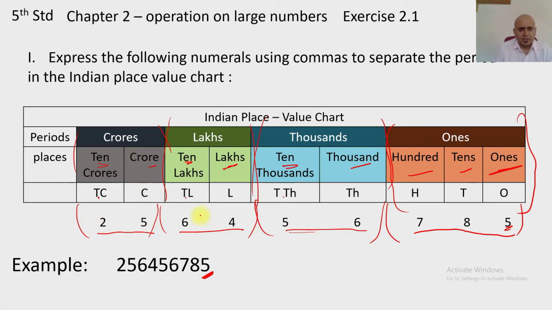It is 25 crores, 64 lakhs, 56,785. Now here, after 3 digits, that is 785, we should write a comma, and after 56, that is 56,000, let us draw a comma, and after 64 lakhs, let us write a comma, and 25 is 25 crores. Now it is called 25 crores, 64 lakhs, 56,785. Let us see the next question.